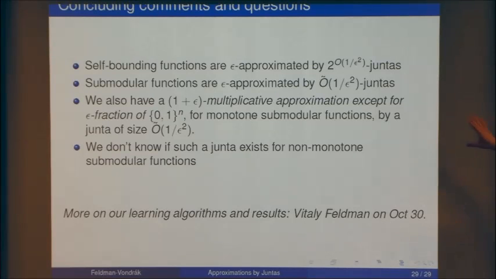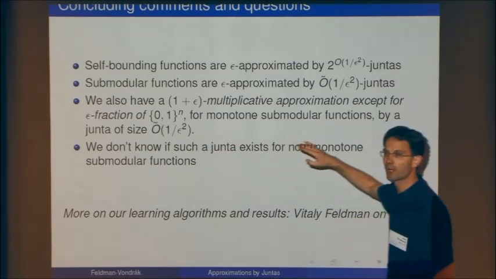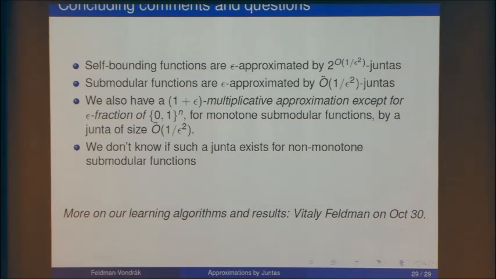There's also an open question here. Actually, the original question that Balkan and Harvey asked was, how well can you approximate these functions if you want to achieve a multiplicative approximation within 1 plus epsilon up to a set of measure epsilon in the cube. And these techniques imply such a junta, but only for monotone submodular functions. So pretty much the same kind of junta can actually approximate the function up to a multiplicative error, which is more difficult. But then there's some epsilon fraction of points where we don't have any guarantee at all.